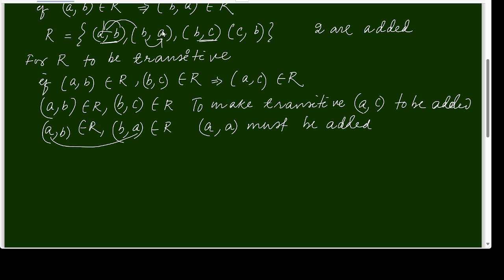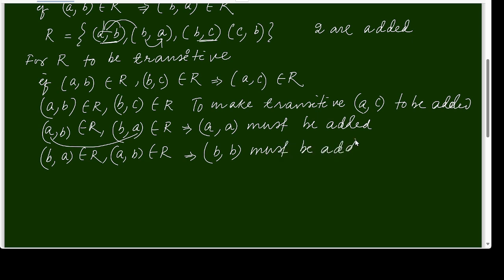BA and AB, so B, B must be added. B, A belongs to R, A, B belongs to R, so B, B must be added. Next, coming to these two pairs, B, C is there, C, B is there, so B, B has to be added.